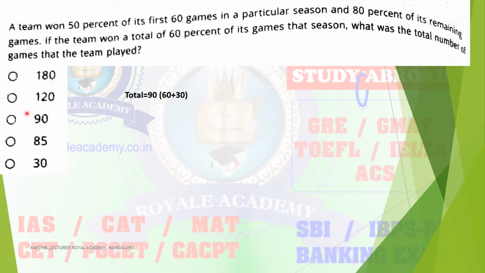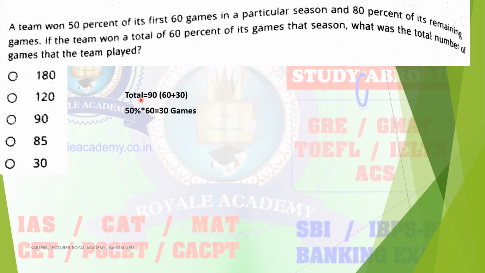Consider this one. So 90. So likewise you should calculate for each option. Try for each option. I will directly go for the third option, that is total is 90. So 90 is nothing but first half is already given. First half is how much? 60 games, and second half is how much? If you choose 90 games, that is the total number of games that the team played. So here given the total number of games, I will directly go for the third option. Third option is 90. So 90 is nothing but first half is 60 and second half is 30.